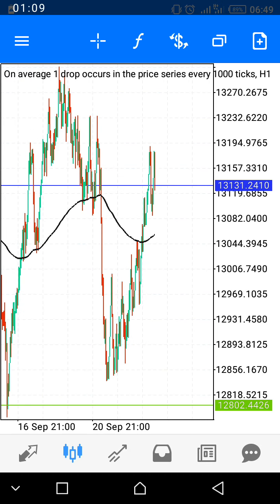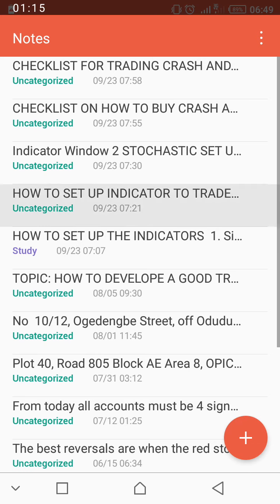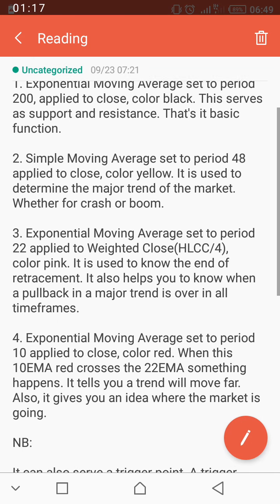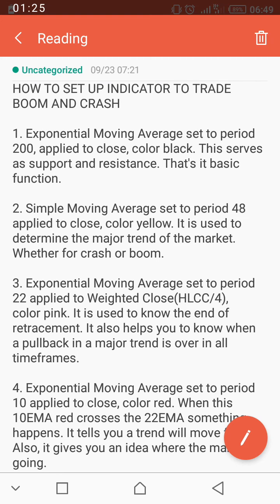Now the next is simple moving average set to period 48. Apply to close. Simple. Now please note the first one is exponential. This one is simple moving average set to period 48. Apply to close. Color yellow.